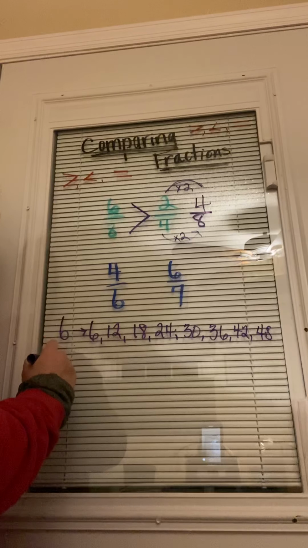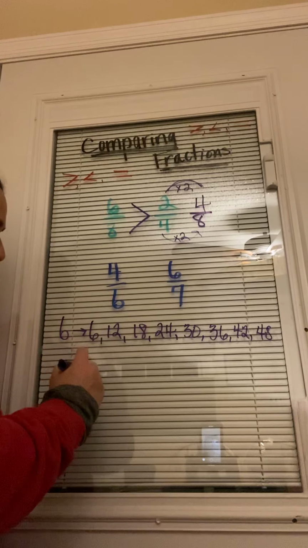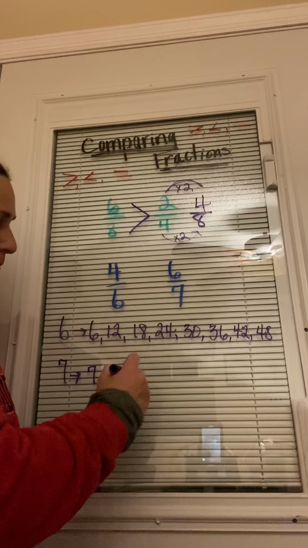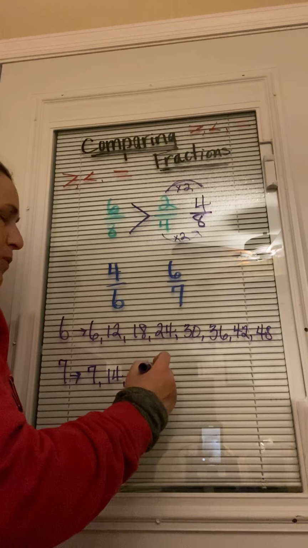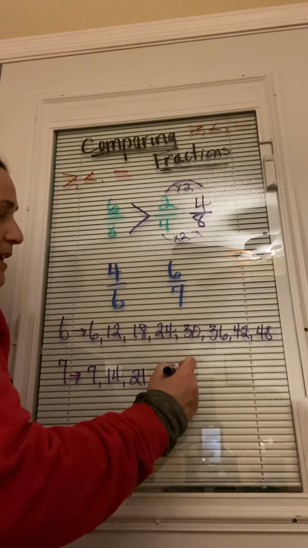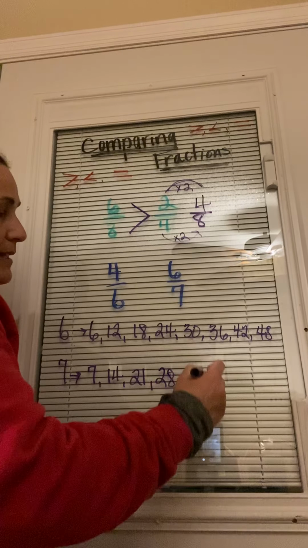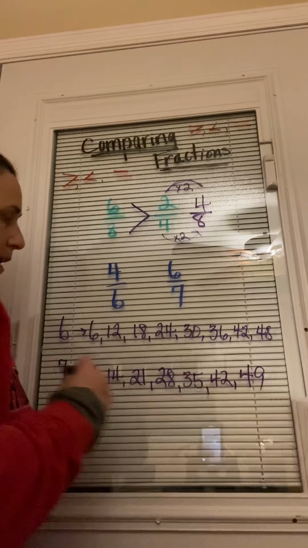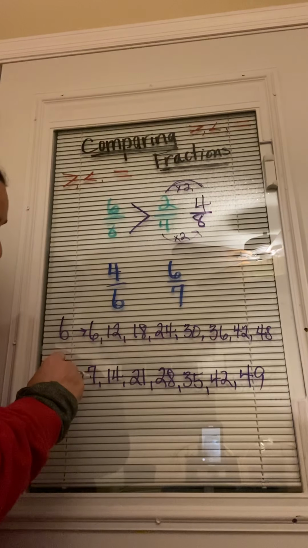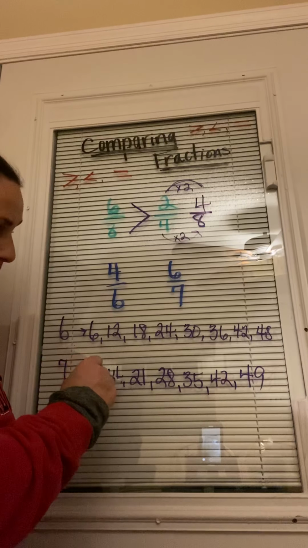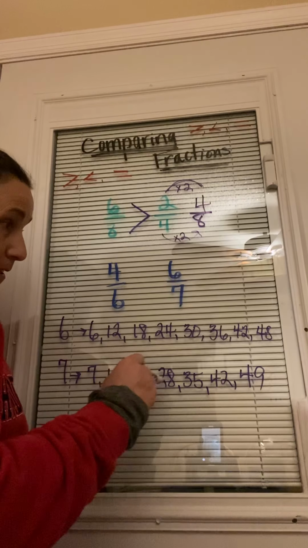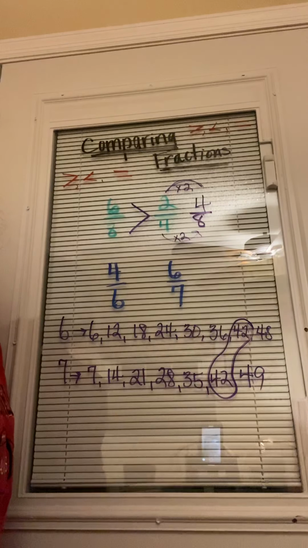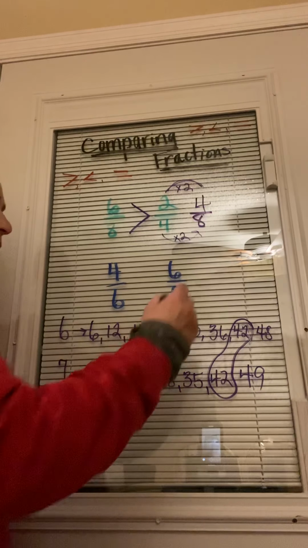Now I'm going to list the multiples of 7. 7 times 1, 7 times 2, 7 times 3, 7 times 4, 7 times 5, 7 times 6, and 7 times 7. Now I'll compare these and find the smallest one that they have in common. And the only one that they have in common is 42. So 42 is going to be my denominator that I use to compare these.